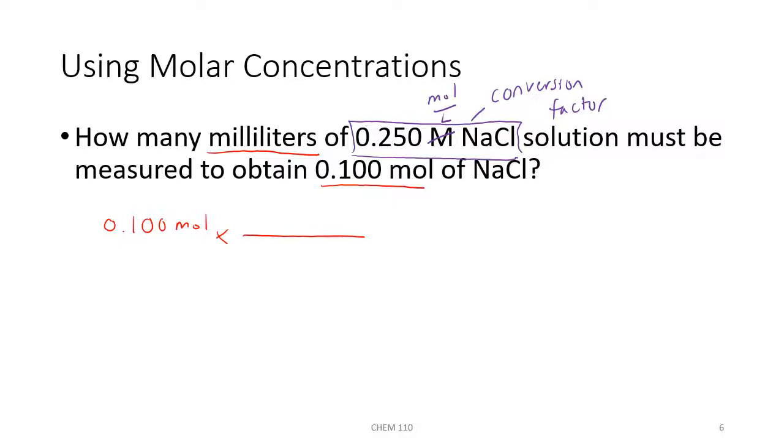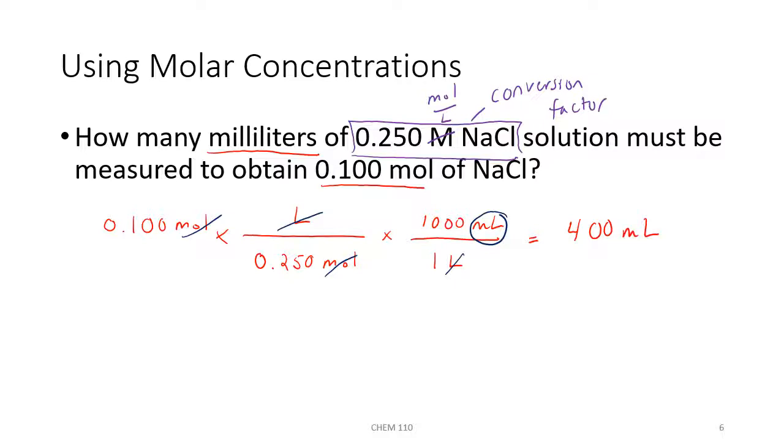The number is always with the moles, so that's going to have to go in the denominator, 0.250 moles per liter, and then lastly the problem asks for the number in milliliters. So 1 liter is equal to 1,000 milliliters. If we go back and check, our moles should cancel, our liters should cancel, and this time we're just left with milliliters, which will tell us our volume of solution, and our answer should be 400 milliliters is what we would need to measure out in order to obtain that number of moles.